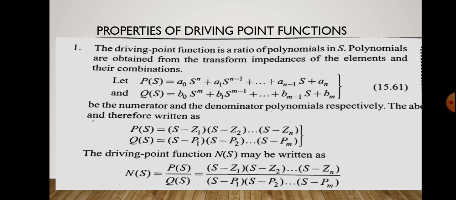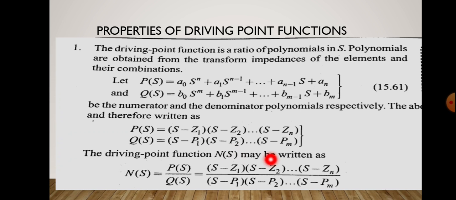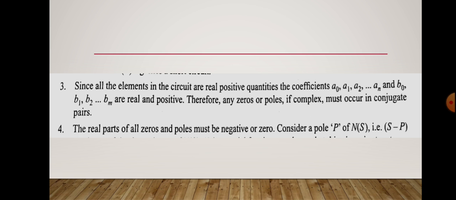We will have a network function in the form of P(s) by Q(s). Network function will be in this form. In this case, the coefficients a0, a1, etc. up to an and b0, b1, etc. up to bm are said to be positive and real. That is a property, and therefore any zeros or poles, if complex, will occur in complex conjugate pairs. And the fourth property is that the real part of all zeros and poles must be negative or zero.